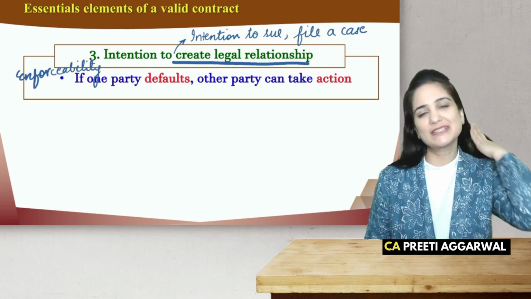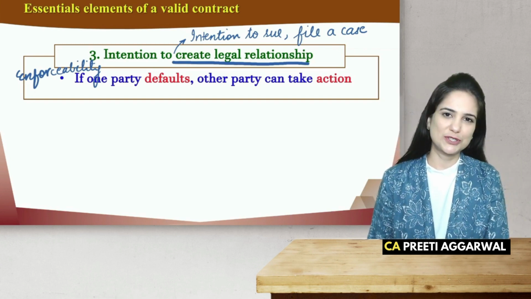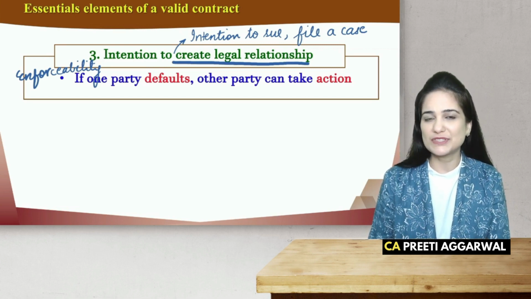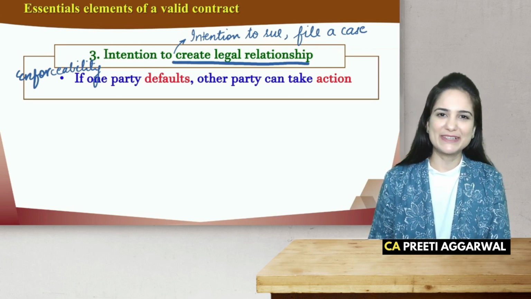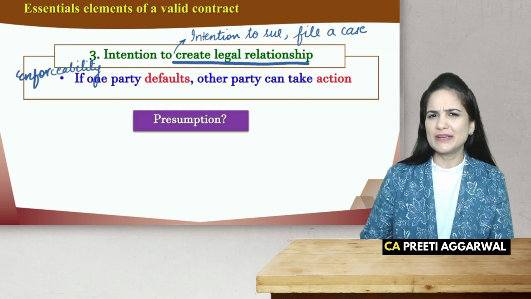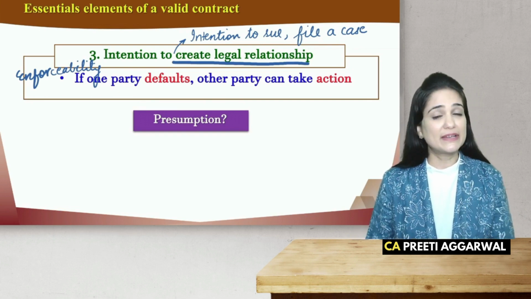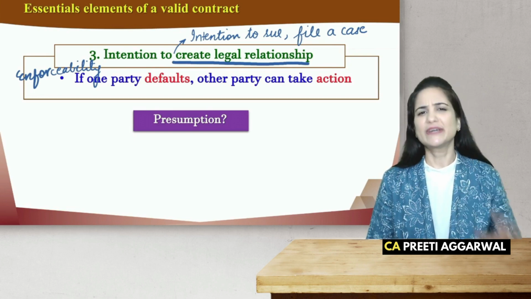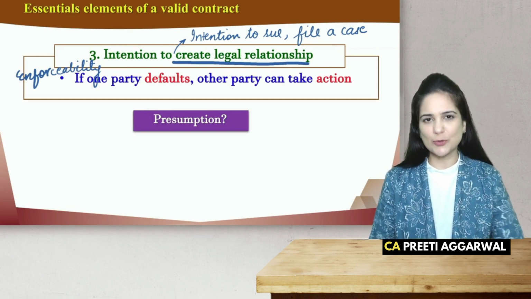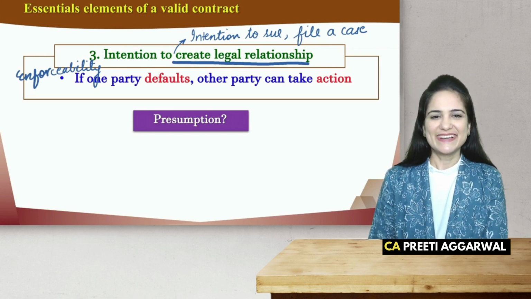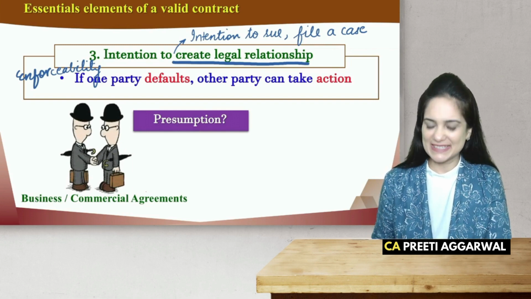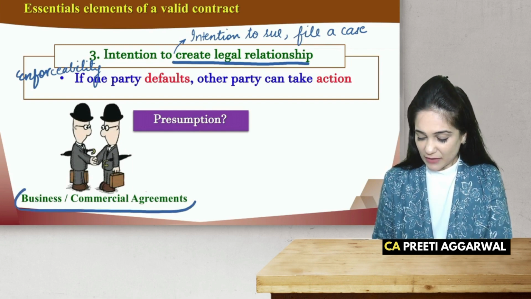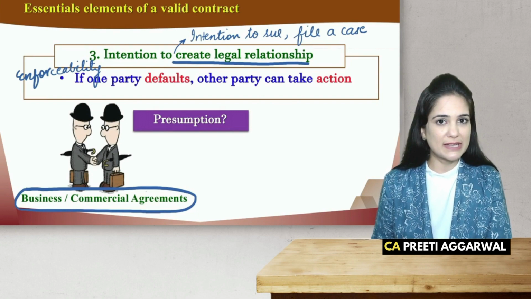So in this case, both the parties must have intention to create legal relation. There must be enforceability. Only then it becomes a valid contract. Can you tell me in which agreement there is intention to sue, intention to create legal relation? I'll give you a hint. Business commercial or social domestic? Yes, in case of business or commercial agreements, there is intention to sue, there is intention to file a case.